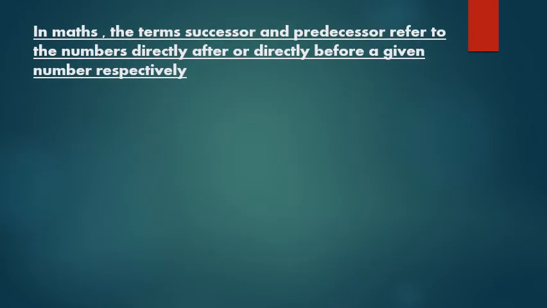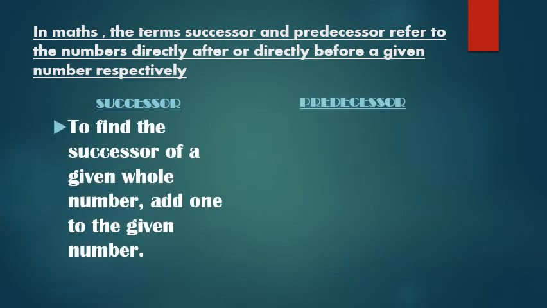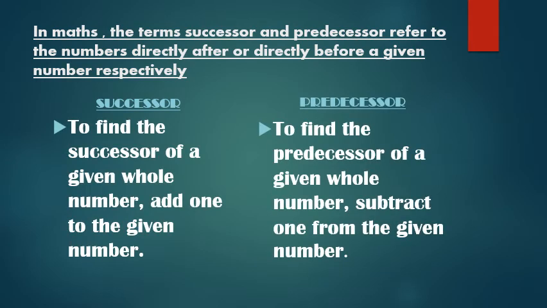Now let's learn the other terms in maths, which are successor and predecessor. What is successor? To find the successor of a given whole number, add 1 to the given number. What is predecessor? To find the predecessor of a given whole number, subtract 1 from the given number.